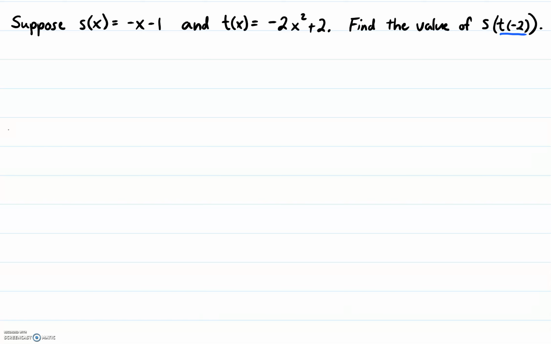All we care about first of all is figuring out what t of negative 2 is equal to. And then we're going to put that in the place of t of negative 2. So in other words, we're going to get a number. So let's go ahead and solve that.